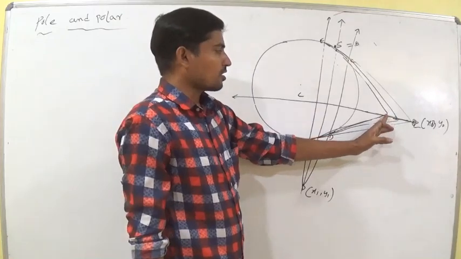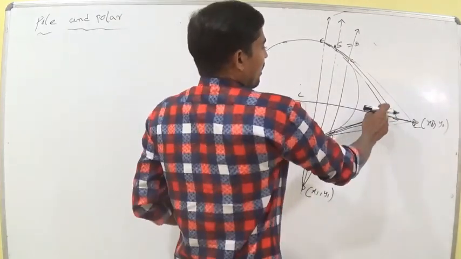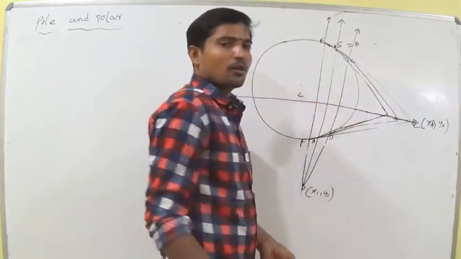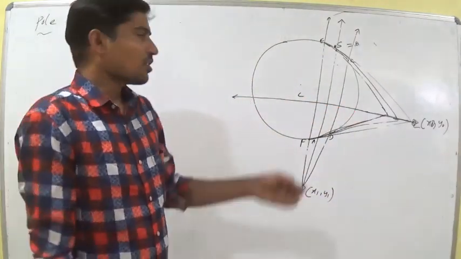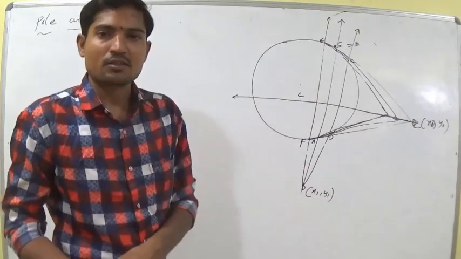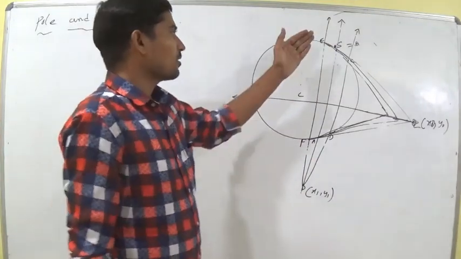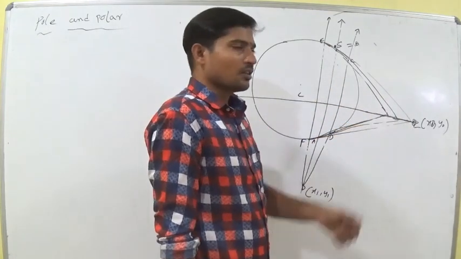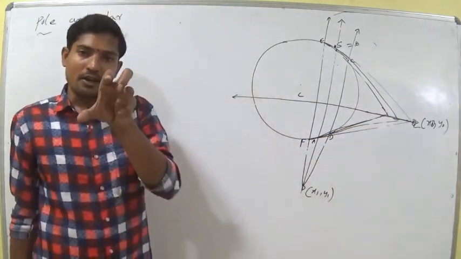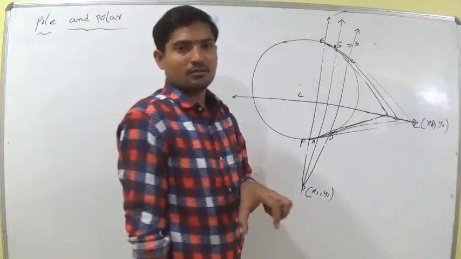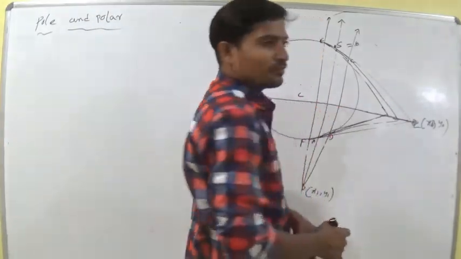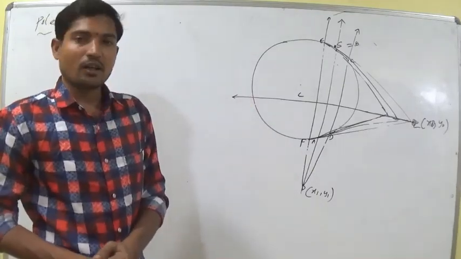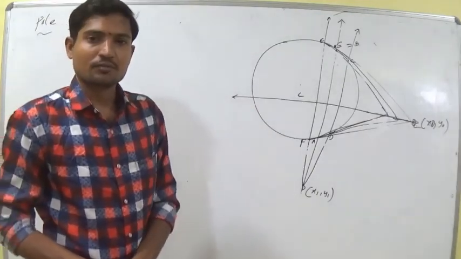They intersect, suppose, here, and again I drew one more line through that point which intersects the circle at two distinct points, and the tangents intersect here. I joined the intersecting points of the tangents. I got a line which passes through the circle and becomes a chord of the circle.